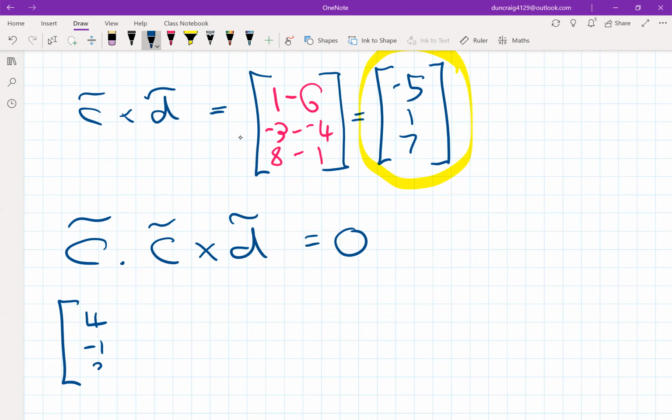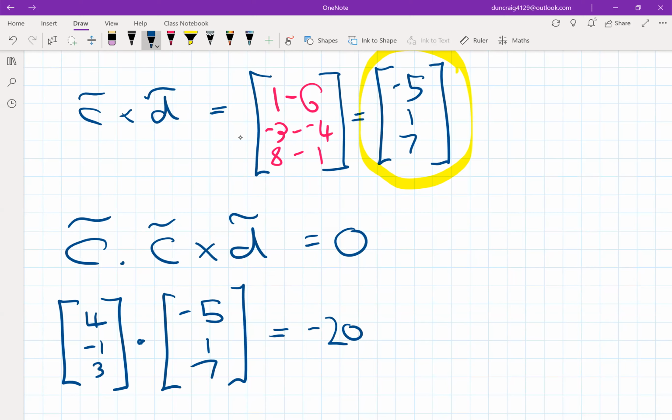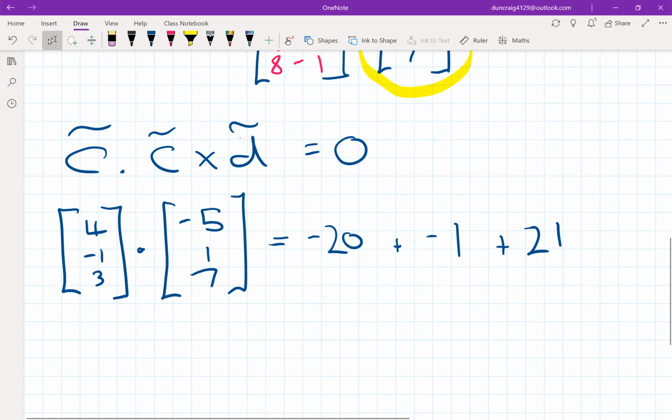4, -1, 3. The dot product of that with the cross product, so -5, 1, 7. What does it give us? Okay, so 4 times -5 is -20, plus 1 times -1 is -1, plus 21. All right, I'm going to use our noggins, and yep, that's equal to 0. So there we go.